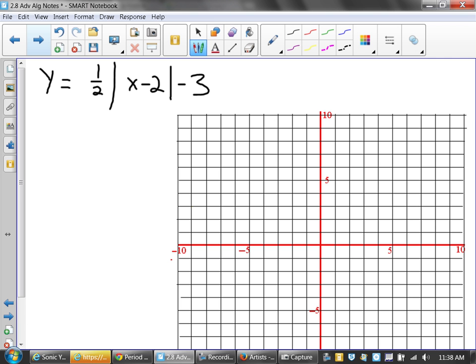Next one. I have y equals 1/2 times the absolute value of x minus 2, all minus 3.